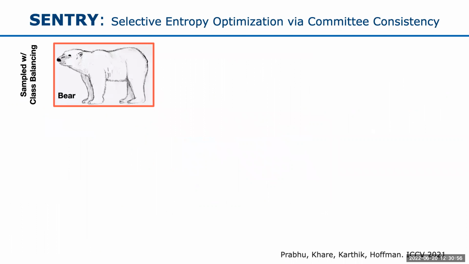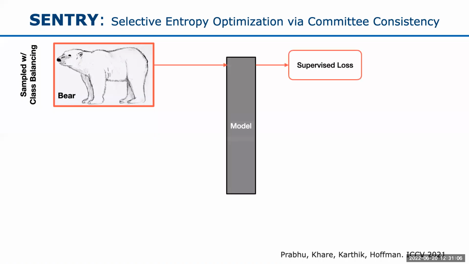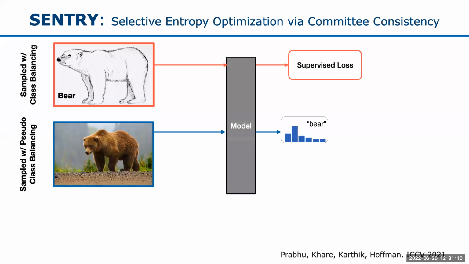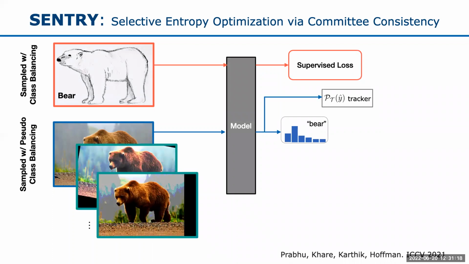So here's how the algorithm operates. First, you start off by sampling a labeled source image, in this case a sketch of a bear, and optimize a supervised loss. Then you sample an unlabeled target image and get a prediction from the model. In this case, it also predicts that it's a bear. We then apply a committee of label-preserving data augmentations to generate these images that you see here and get predictions from the model. You'll notice that the model prediction in this case actually changes to dog.